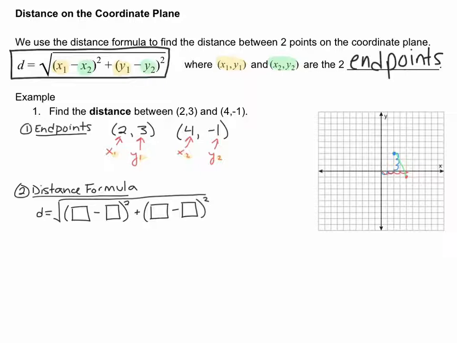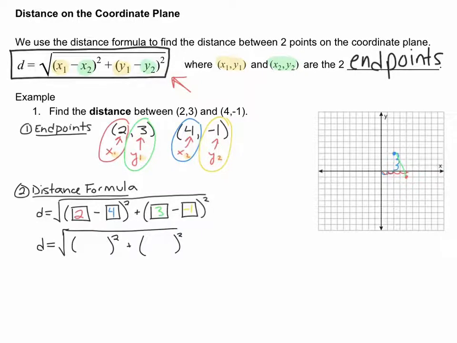This box method is a great way to help figure out where things go. So from my formula up here, I can see that my first box needs to be x1, which I've assigned to be 2. The next box should be x2, which I've assigned as 4. The third box should be y1, which is 3. And the last box is y2, which I've assigned as -1. And from here, it's just some algebra.